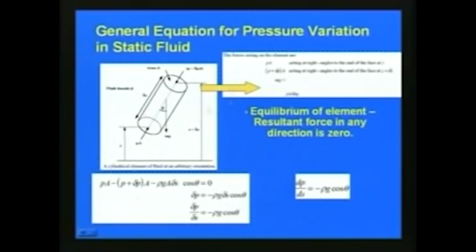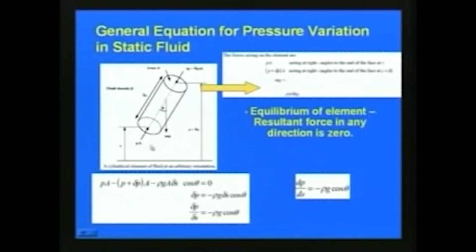The forces acting on the element are P into A, acting at right angles to the end face at Z, as shown here, and on the other side P plus delta P into A, acting at right angles to the end of the cylinder element at Z plus delta Z, and then there will be the weight of the element, that is mg. Now we consider all this using Newton's second law. We can write P into A minus P plus delta P into A minus rho g A into delta Z cos theta is equal to 0 if we consider this direction.